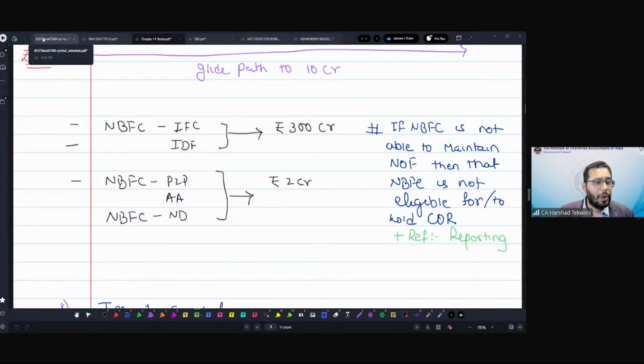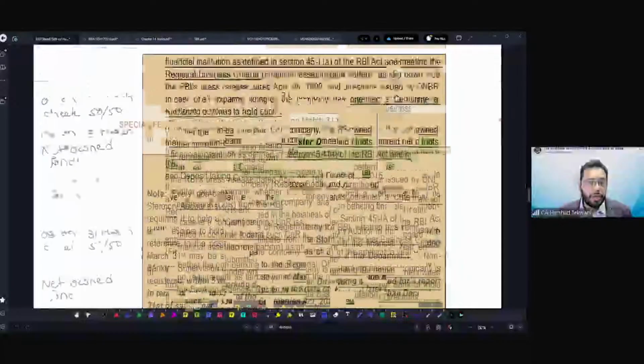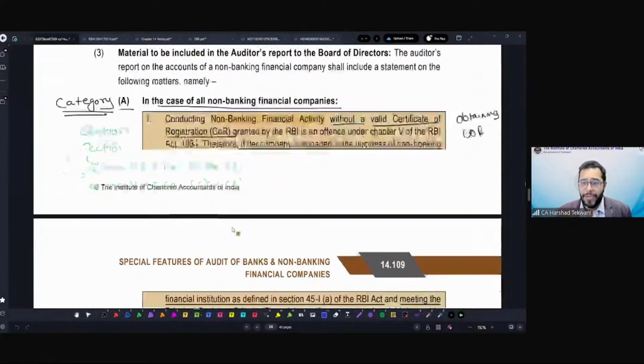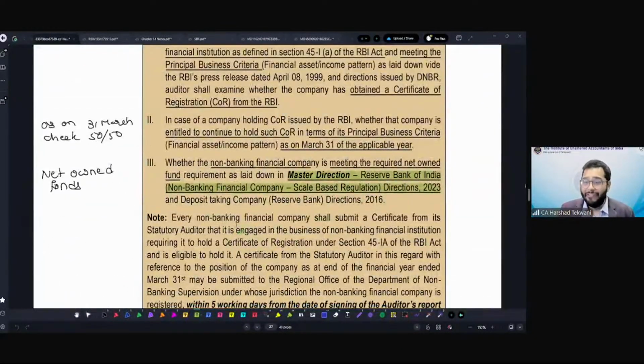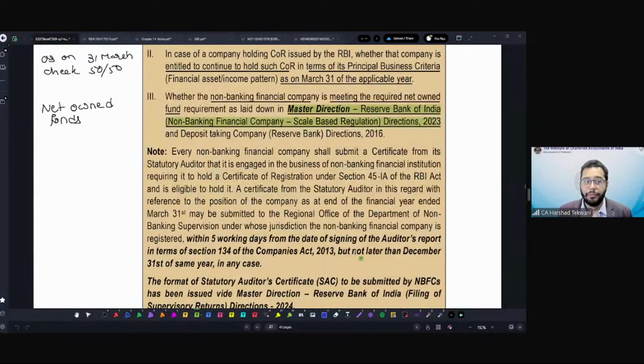Now, we'll go back to the reporting requirements. That was reporting requirements category A, that is obtaining COR, then the 50-50 criteria, then the net owned funds criteria. That is a category A reporting requirement. Once this report is submitted to the board of directors, the company is required to submit this report to the regional office of RBI.